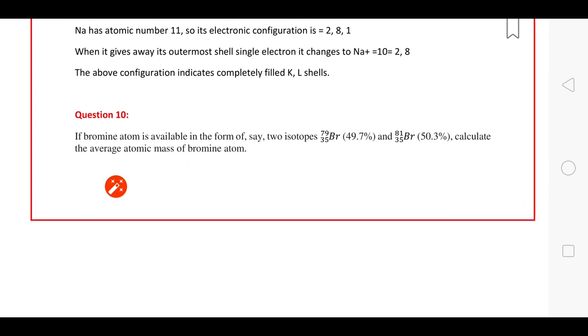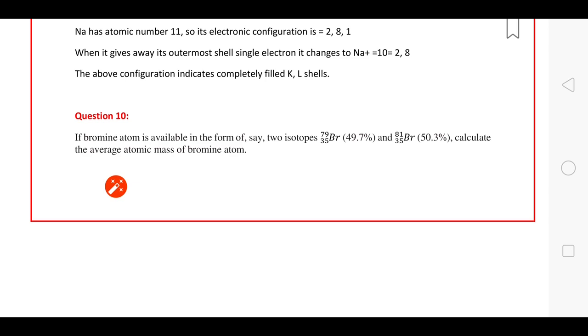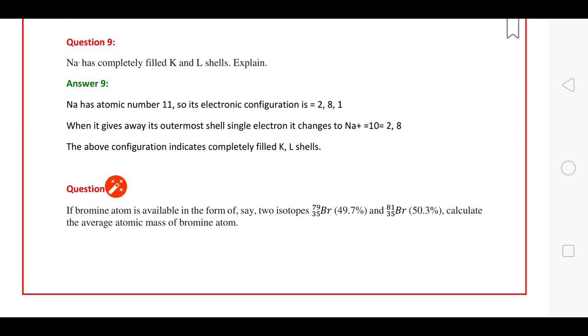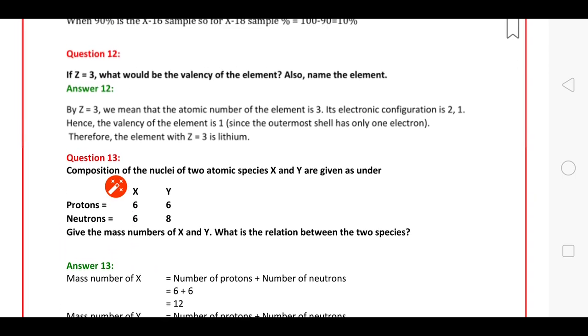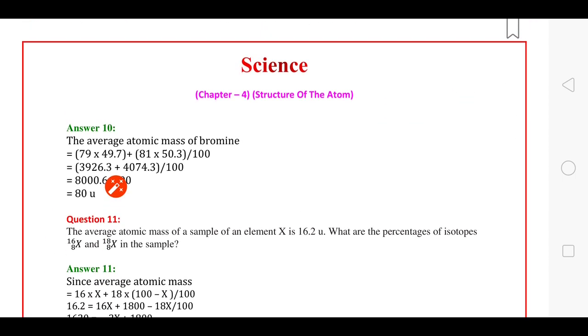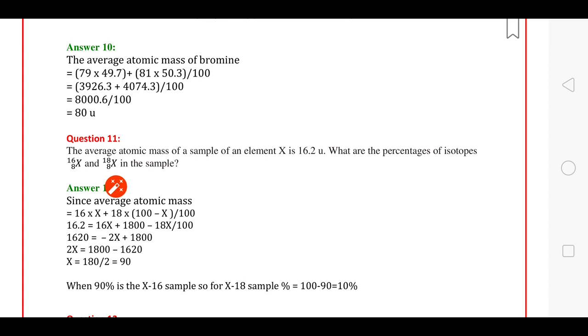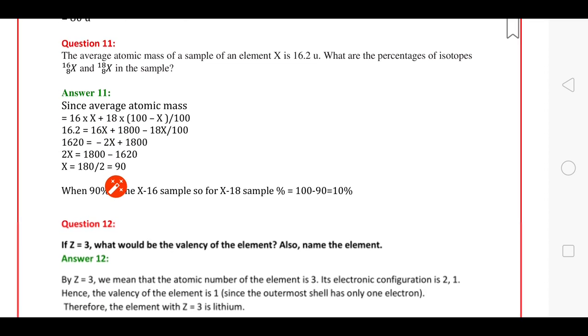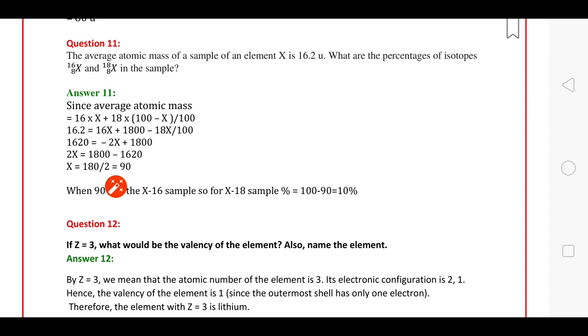Next question is, if the bromine atom is available in the form of, say, 2 isotopes, calculate the average atomic mass of the bromine atom. And the answer is, the average atomic mass of bromine is equal to 79 into 49.7 plus 81 into 50.3 upon 100, that is 80 unit.